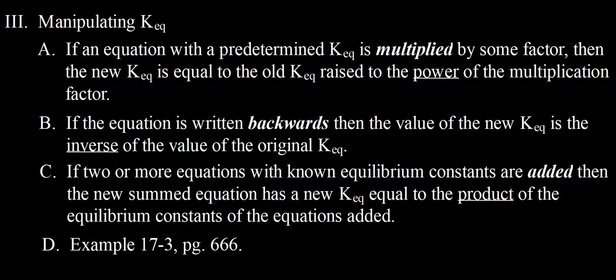If the equation is written backwards, then the value of the new equilibrium constant is simply the inverse of the original KEQ. Again, don't believe me, try it out. If 2 or more equations with known equilibrium constants are added, then the new summed equation has a new KEQ equal to the product of the equilibrium constants of the equations that were added. Take a look on page 666 at 17.3.